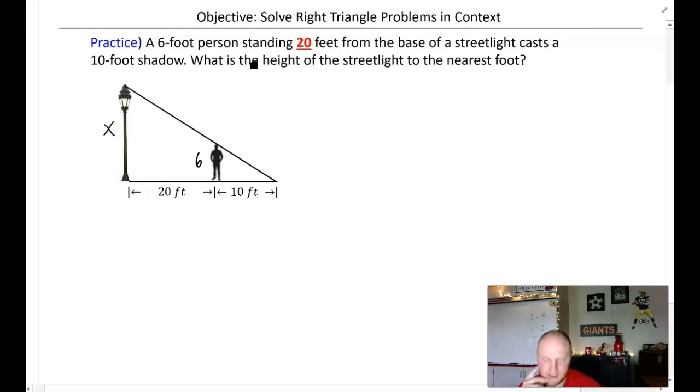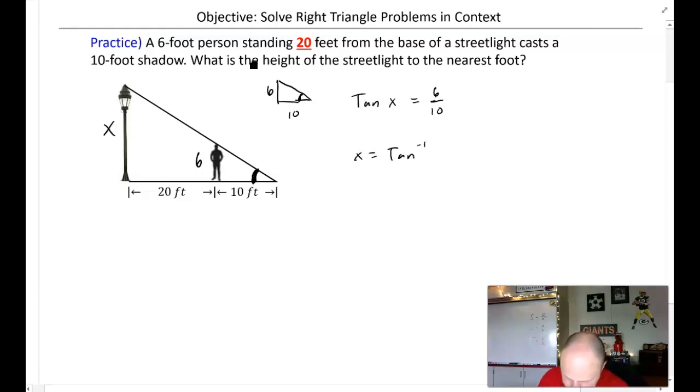An issue with this one, I don't know if you picked up on it, is that we're missing this angle here. I need this angle. So how can I find that angle? Well, they do give me a smaller triangle here. They say that this guy casts a 10-foot shadow, and he's 6 feet tall. And then you go ahead and find this angle. So I can use inverse trig. This is tan of x is equal to 6 over 10. So x is equal to tan inverse of 6 over 10.